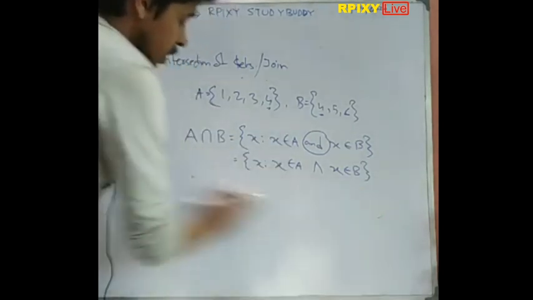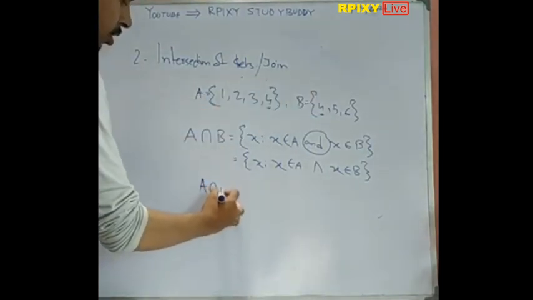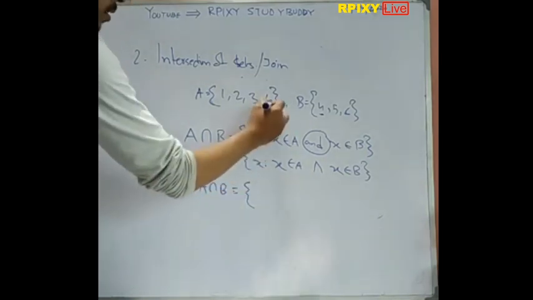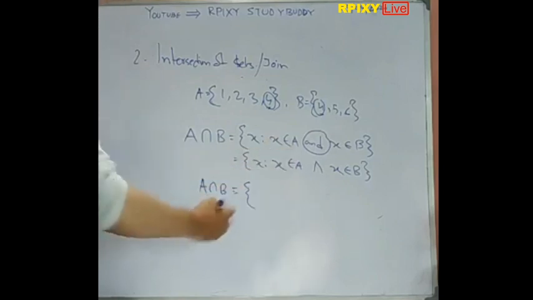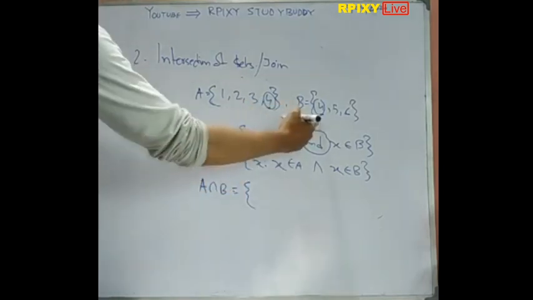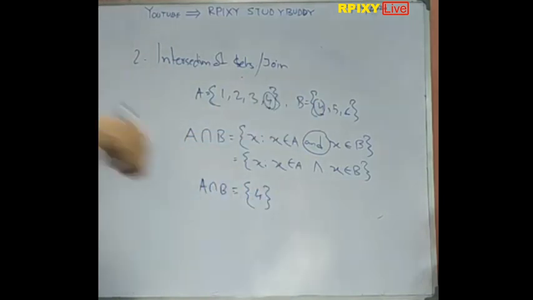Okay, then what are the elements of the intersection of these two sets? A intersection B is the common elements, that means 4. Okay, A and B have the common element 4. There is no other common element, so A intersection B is only 4.